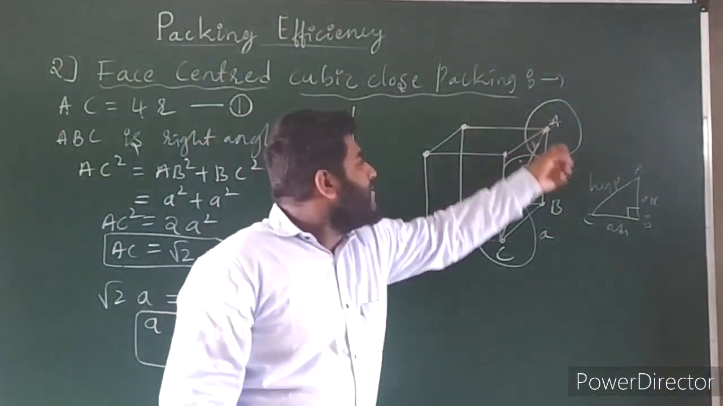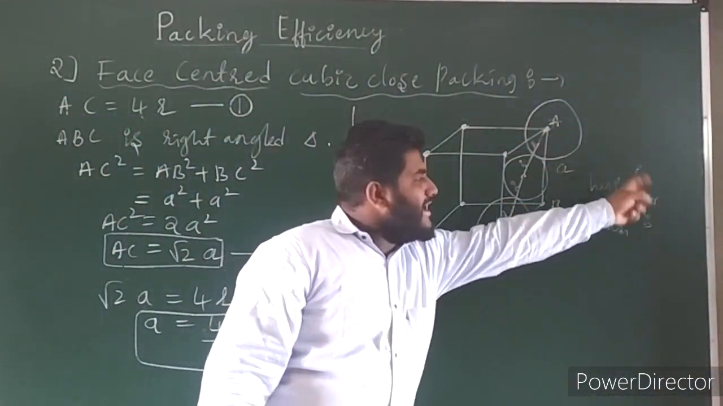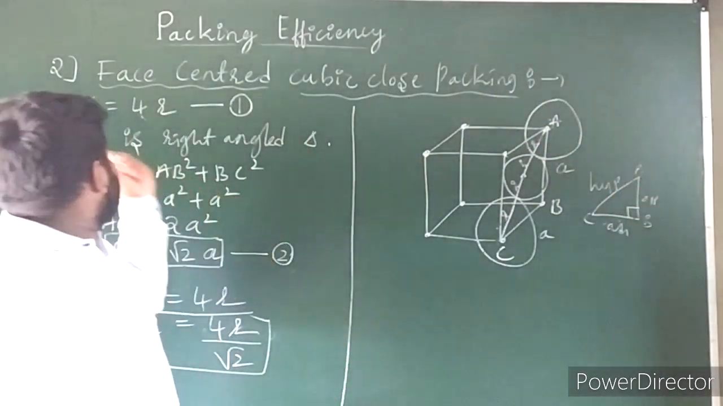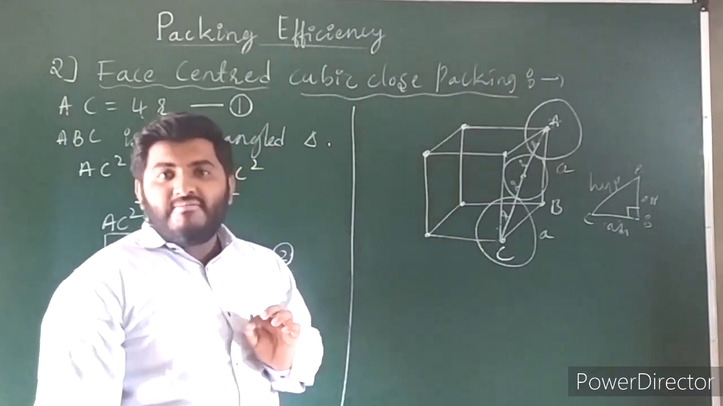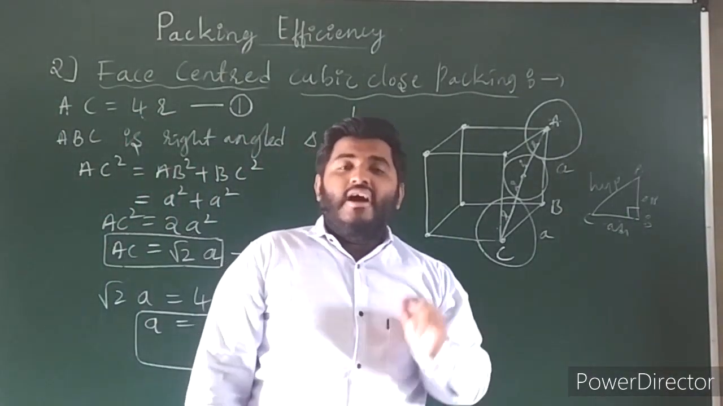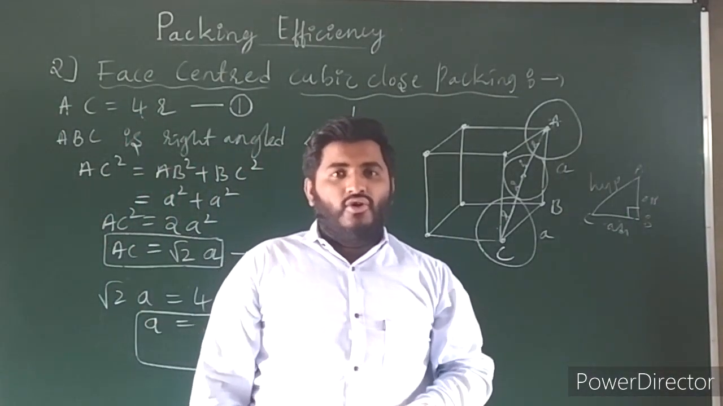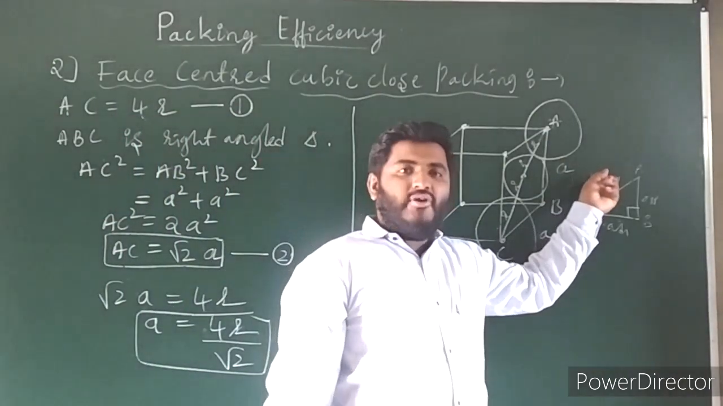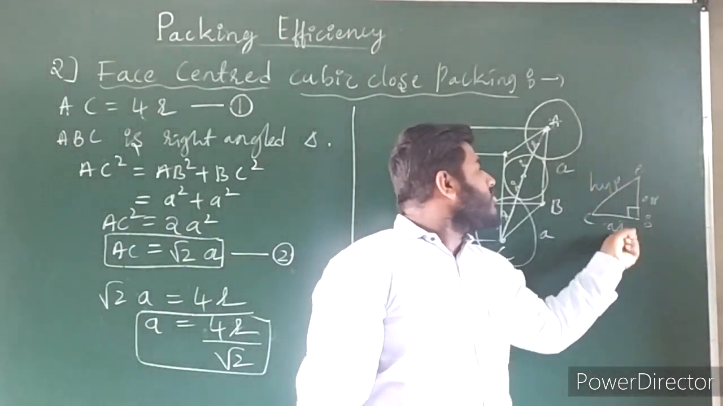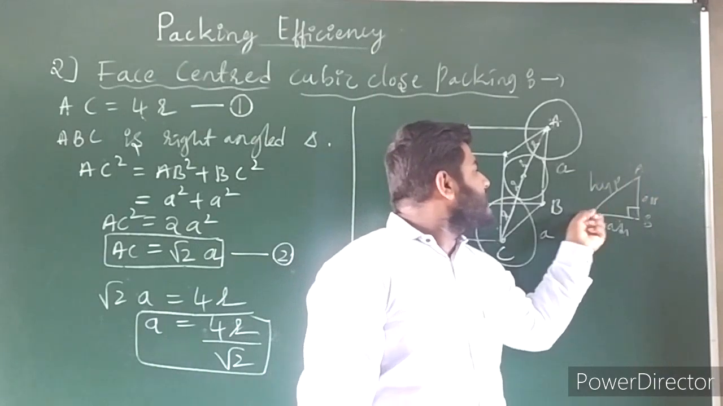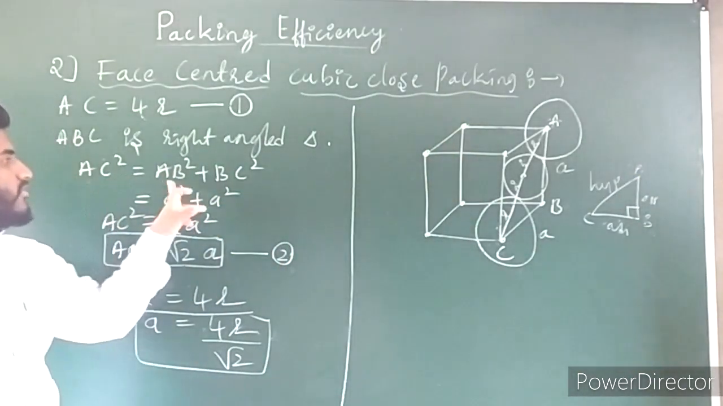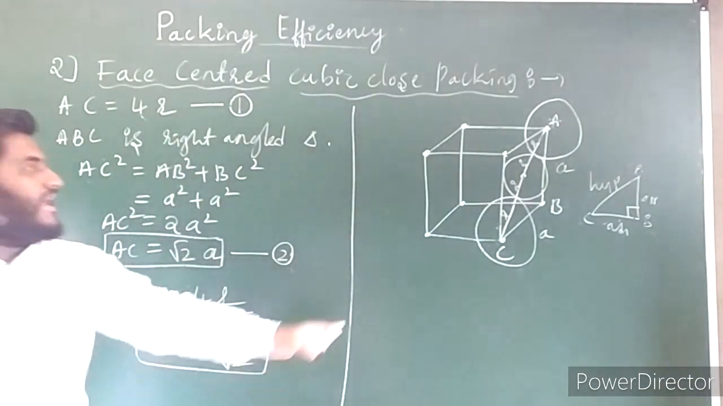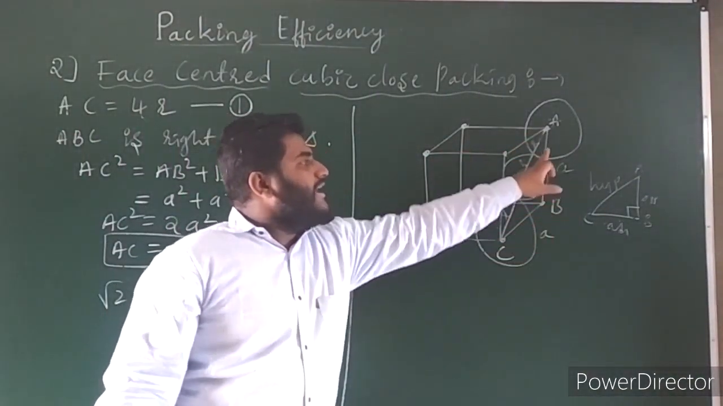And ABC, I have written here, ABC is a right angle triangle. So ABC is a right angle triangle according to Pythagorean theorem. Which theorem? According to Pythagorean theorem, square of the hypotenuse side is equal to sum of squares of the other sides. That means AC square is equal to BC square plus AB square. That I have written. AC square is equal to AB square plus BC square. AB and BC are the edges.